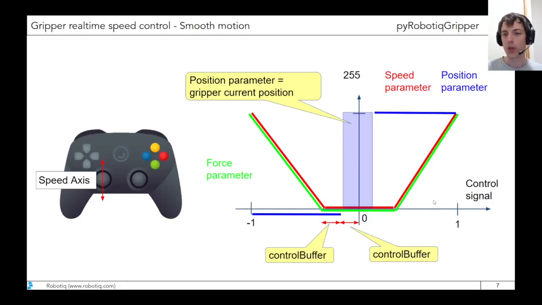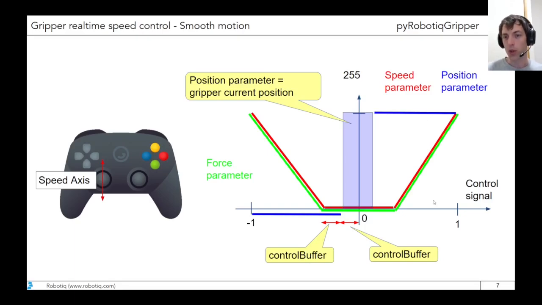So then if you push the joystick out of this center zone, so above the control buffer, then the position parameter goes to 255, so full close if you push up, and if you push down it goes to 0, so full open. And when you go a little bit above the center zone, the position parameter goes to 255, so it requests a full close, and the speed and the force parameters are at 0.